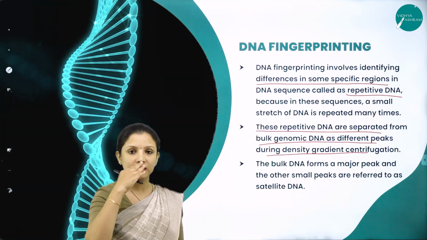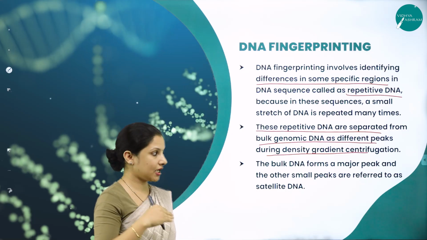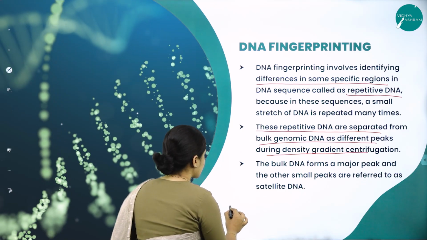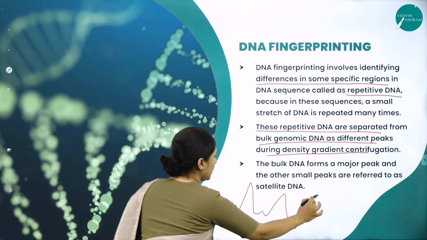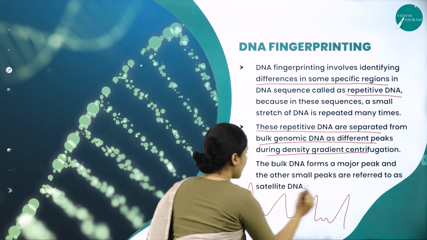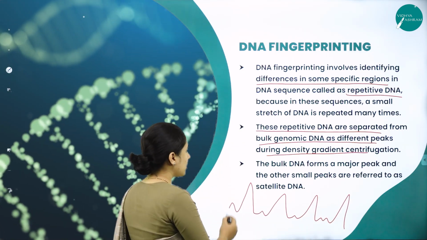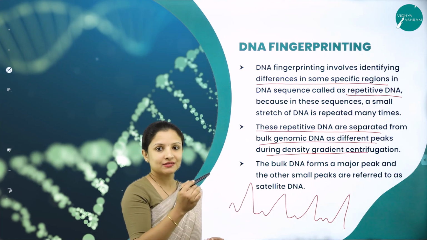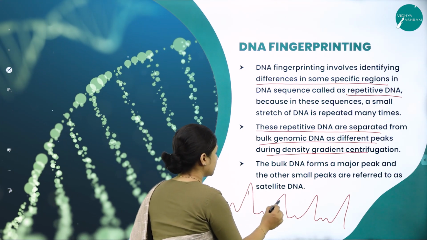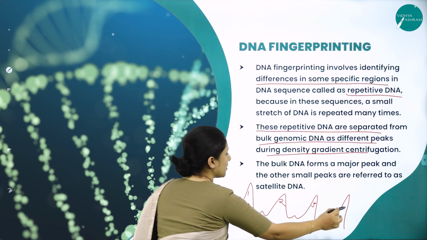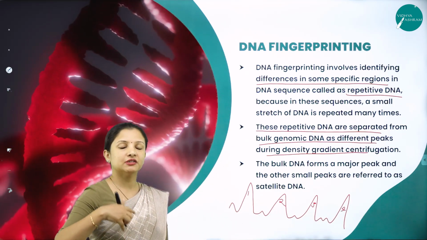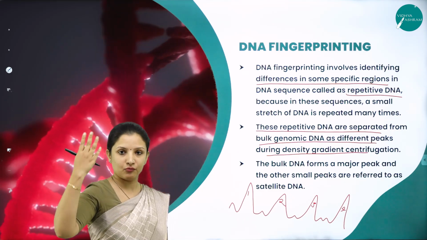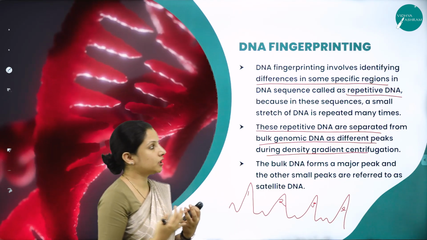When this particular DNA is subjected to the density gradation technique, we will get a lot of high peaks like this. Wherever we have very high peaks, we can say that the number of repetitive sequences in that particular DNA strand is 1, 2, 3, 4. So how many in that particular one? 4. Some individuals might have 4, some individuals might have more. So it varies from individual to individual.